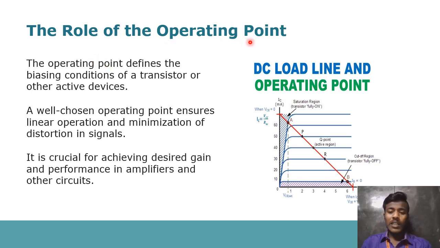The role of the operating point. The operating point defines the biasing conditions of a transistor or other active devices. A well-chosen operating point ensures linear operation and minimization of distortion in signals. It is crucial for achieving desired gain and performance in amplifiers and other circuits.